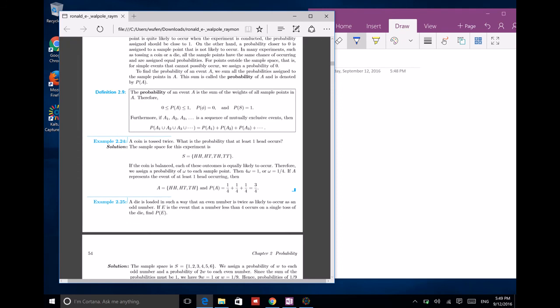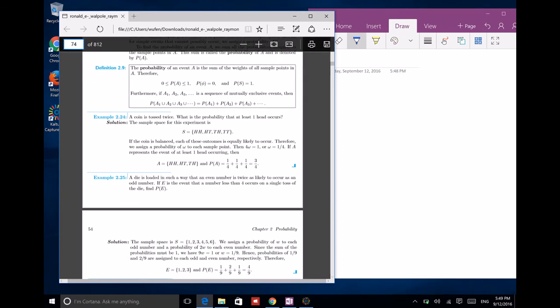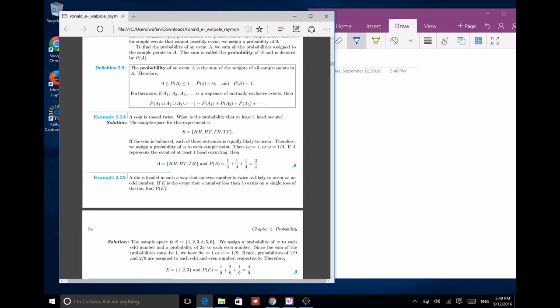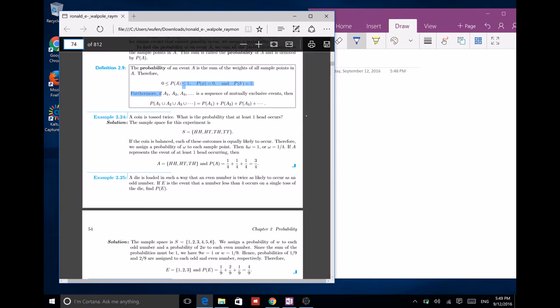So the probability of event is the sum of weights of all sample points in A. So therefore, the probability can be at most 100%. If it's for sure happen, it's 100%. If it never happen, it's going to be 0. Sometimes you say most likely happen, we would say 90% is most likely happen. So the probability will be from 0 to 1.